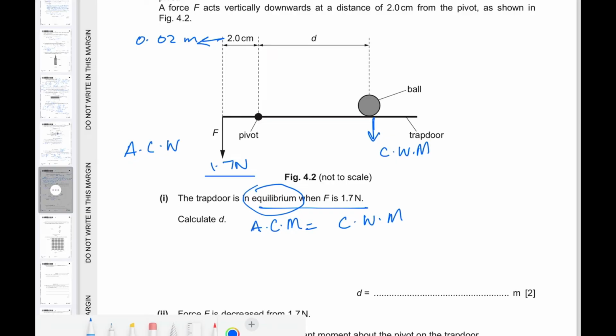That means force times distance, that is 1.7 multiplied by 0.02, must be equal to the force due to the ball, which is its weight, that is mass multiplied by gravitational constant, multiplied by the distance from the pivot, that is unknown. So distance is equal to 7.7 times 10 raised to negative 2.